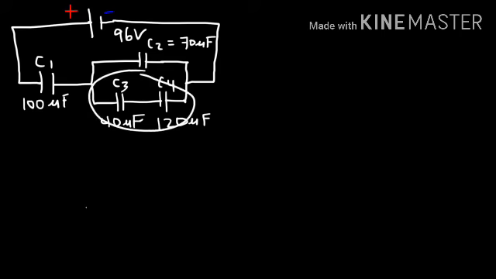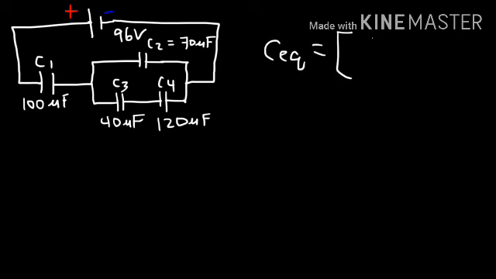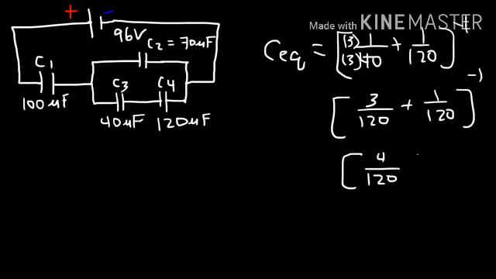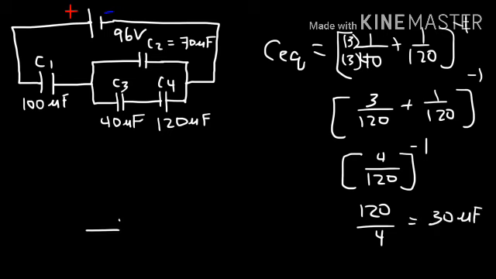C3 and C4 are in series with each other. So to calculate the equivalent capacitance of two capacitors in series, it's going to be 1 over 40 plus 1 over 120, raised to the minus 1. Now we're going to multiply this fraction by 3 over 3. So then it becomes 3 over 120 plus 1 over 120. 3 plus 1 is 4. So this becomes 4 over 120 raised to the minus 1, which is 120 over 4. And so the equivalent capacitance of C3 and C4 is 30 microfarads.